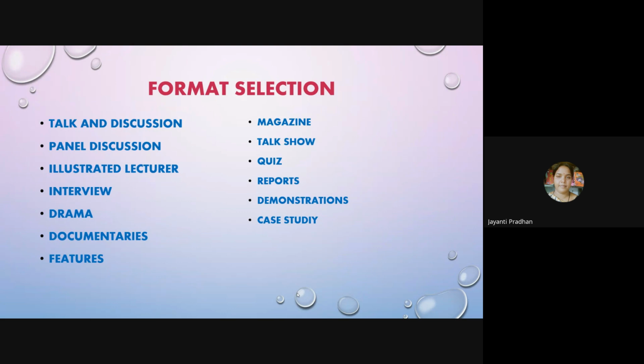Magazine, one interesting fact I will say, radio magazine. Suppose you will take one concept, our culture of Odisha. So someone can talk about our Jagannath Sanskriti. Someone can play music related to Jagannath Sanskriti, or can give the music of Rath Yatra. Then someone can sing some content.